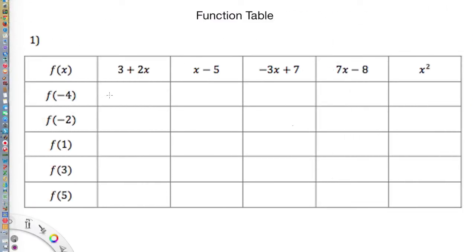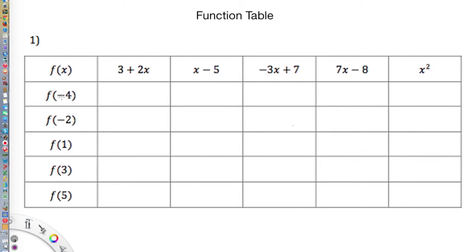Boys and girls, let's take a look at number 1 on our homework assignment, which is actually a class assignment. What's not finished in class will become homework. Here we have a function table. Here we have the functions, the input values for x.